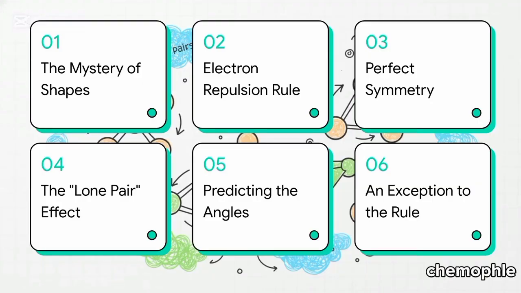Here's how we're going to crack this code. First, we'll start with the one simple rule that governs absolutely everything. Then we'll see what happens in a perfect world. And finally, we'll introduce a real troublemaker that breaks that perfection to create the shapes we see all around us.